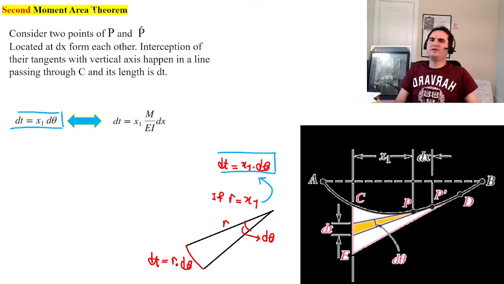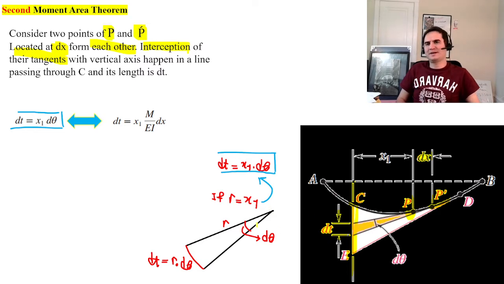The second moment area theorem says, consider two points P and P prime on the deflected beam, which are a distance dx from each other. The intersection of their two tangents lies on a vertical line that passes through point C, and the tangents have a difference of dt.